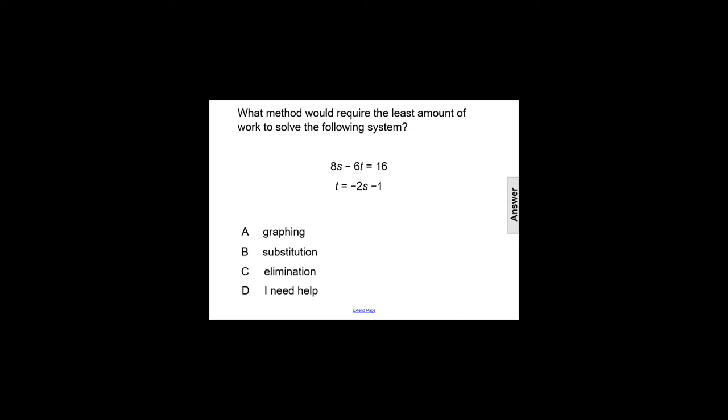What method would require the least amount of work to solve the system 8s minus 6t equals 16 and t equals negative 2s minus 1?